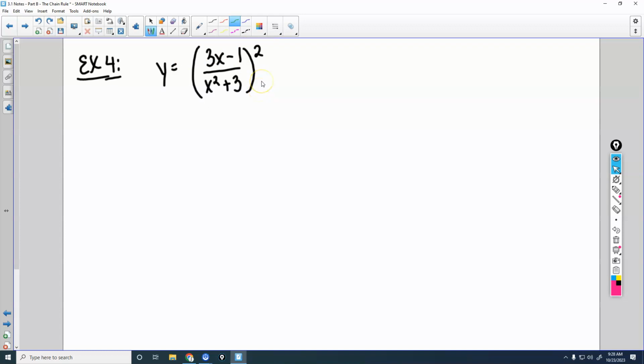Which one do I think is going to be easier here? Or you could make it a product. Which one do I want to do? Luke is saying product. I guess we can do that. So this would be 3x minus 1 squared over x squared plus 3 squared. Right? Whenever you have a fraction squared, you square the top, square the bottom. And Luke does not like to do quotient rule with this. So he wants to do 3x minus 1 squared times x squared plus 3 to the negative 2.